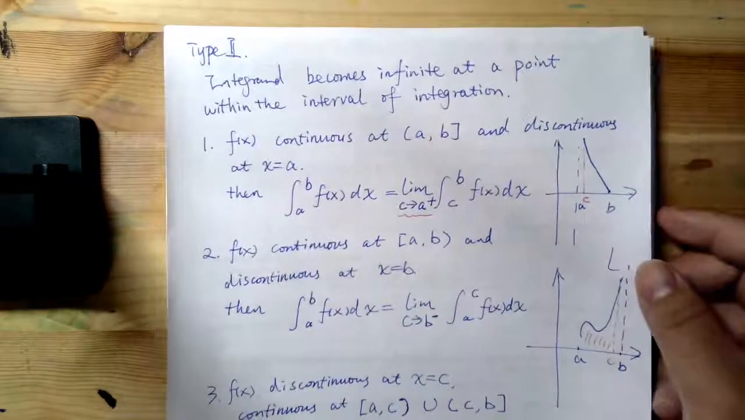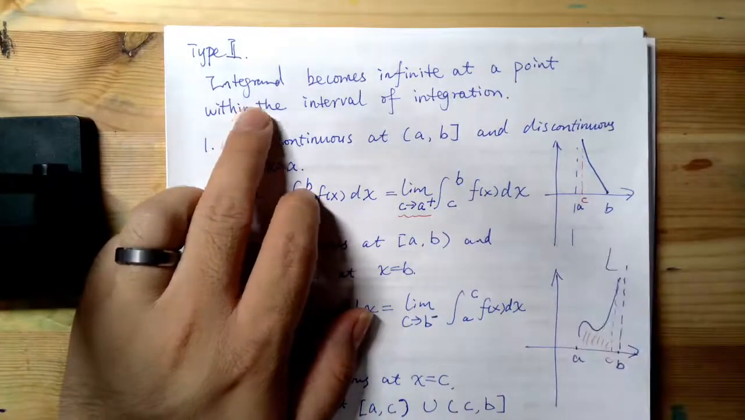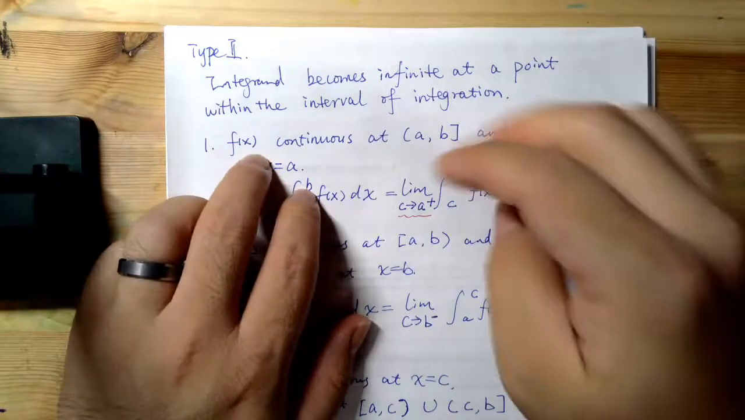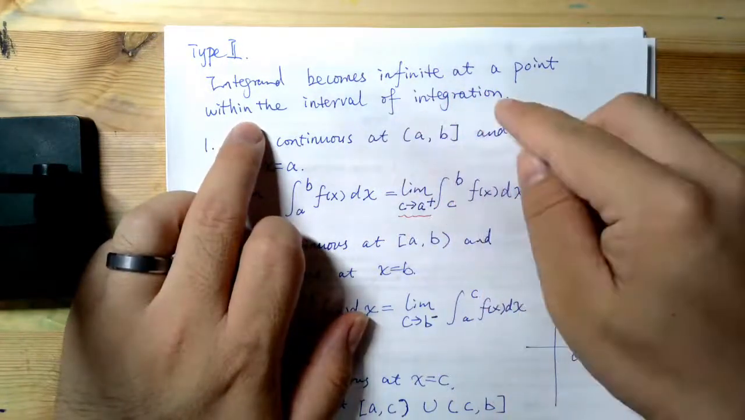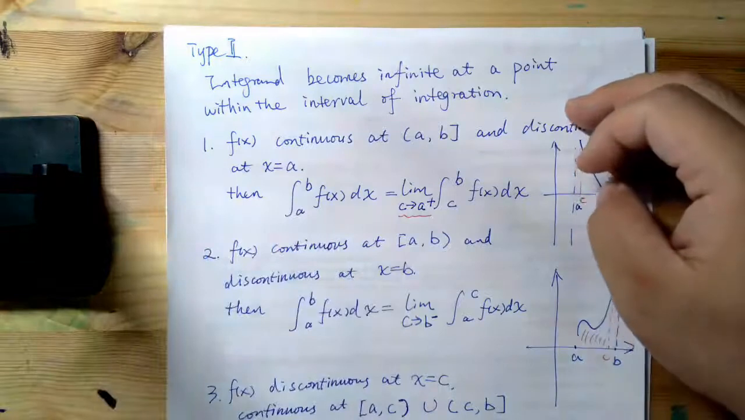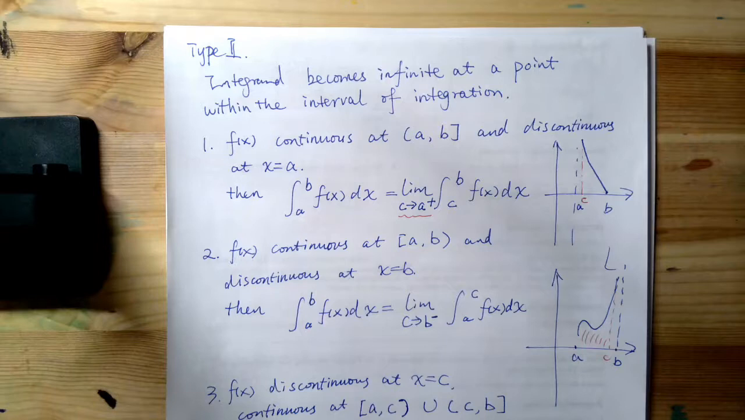Okay, so now let us look at what we call the type 2 improper integral. The definition of this type 2 improper integral is as follows: the integrand, or the integral function, becomes infinite at a point within the interval of integration. Basically, we can put this into three different categories.